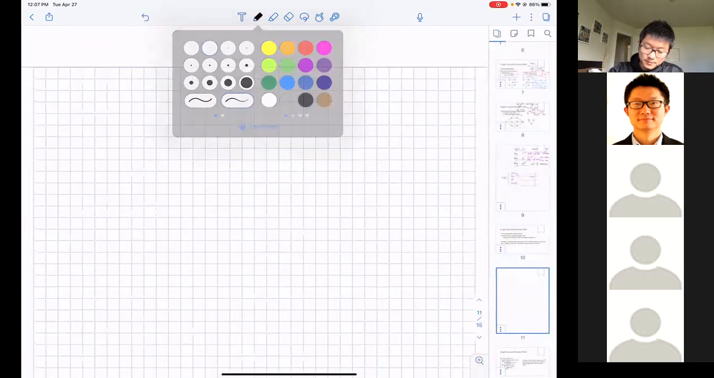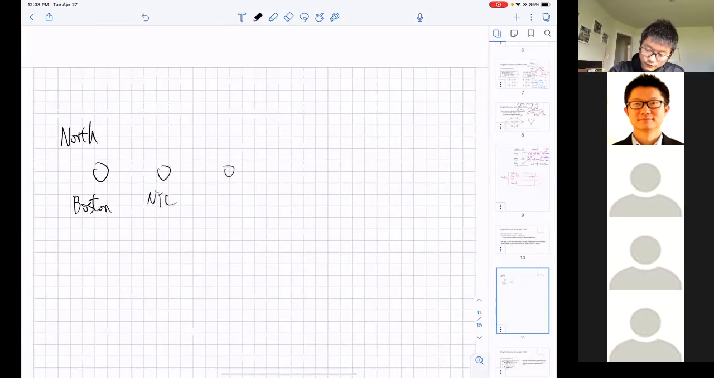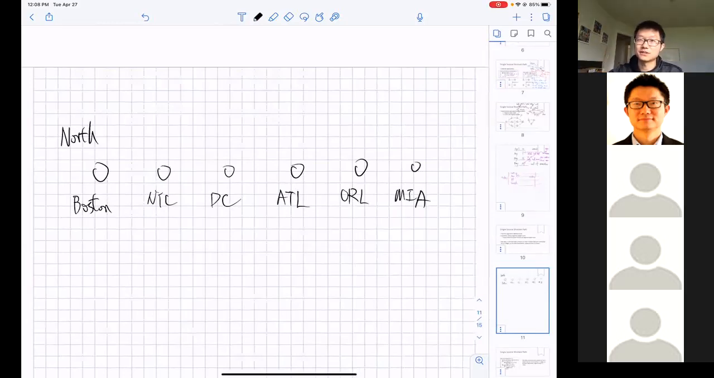Suppose here I'm going to list a couple of cities from the northmost place to the southmost place of the east coast. So for example, this is Boston. This is New York. And we have DC, we have Atlanta, we have Orlando, and we have Miami. Okay, so these are the cities on the east coast from the northmost place to the southmost place.